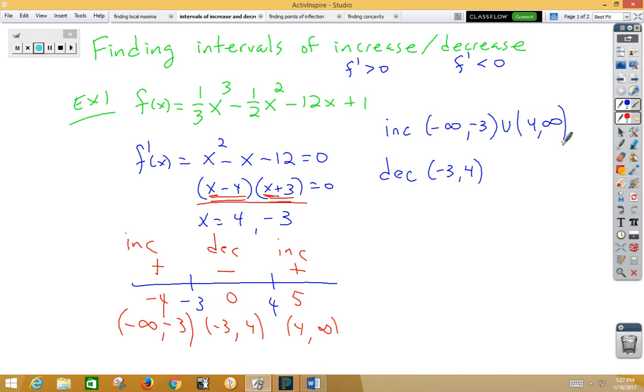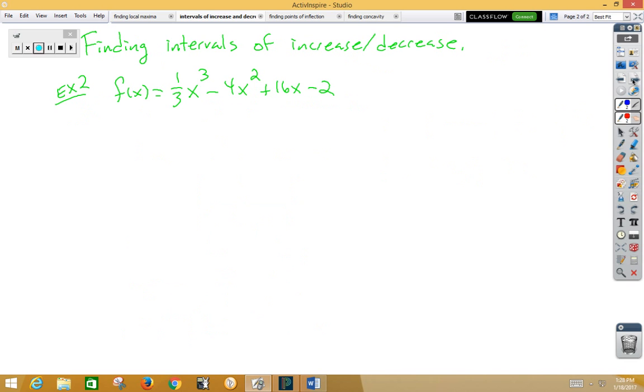Now, how do we know that the graph is increasing? Again, because the first derivative is positive. How do we know the graph is decreasing? Again, the first derivative is negative or less than 0. Let's do one more example.